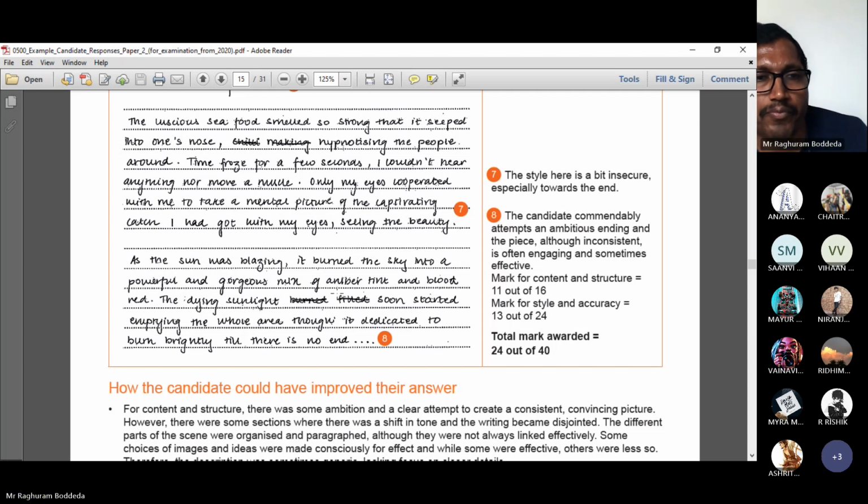As the sun was blazing, it burned the sky into a powerful and gorgeous mix of amber tint and blood red. The dying sunlight soon started engulfing the whole area, though it dedicated to burn brightly till there is no end.